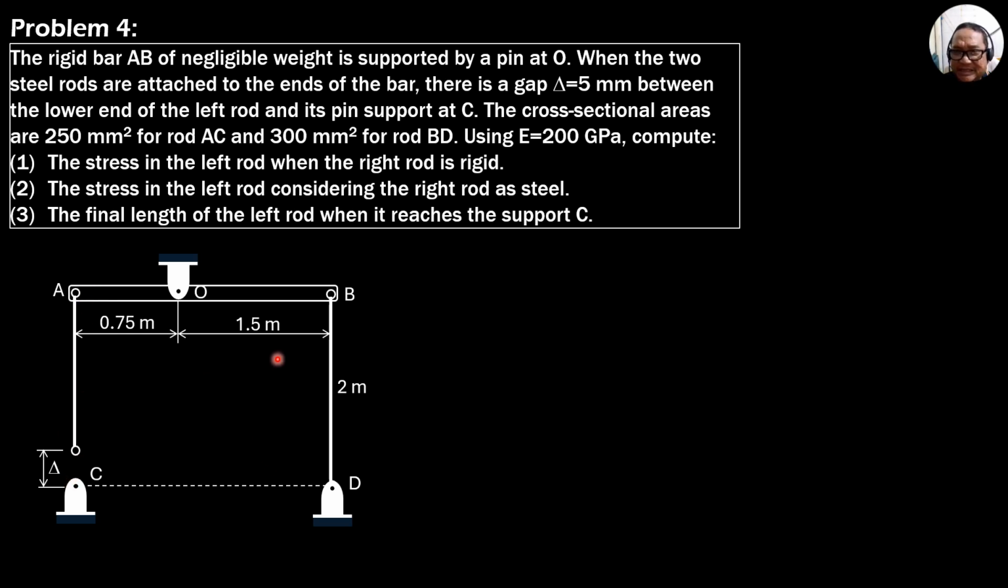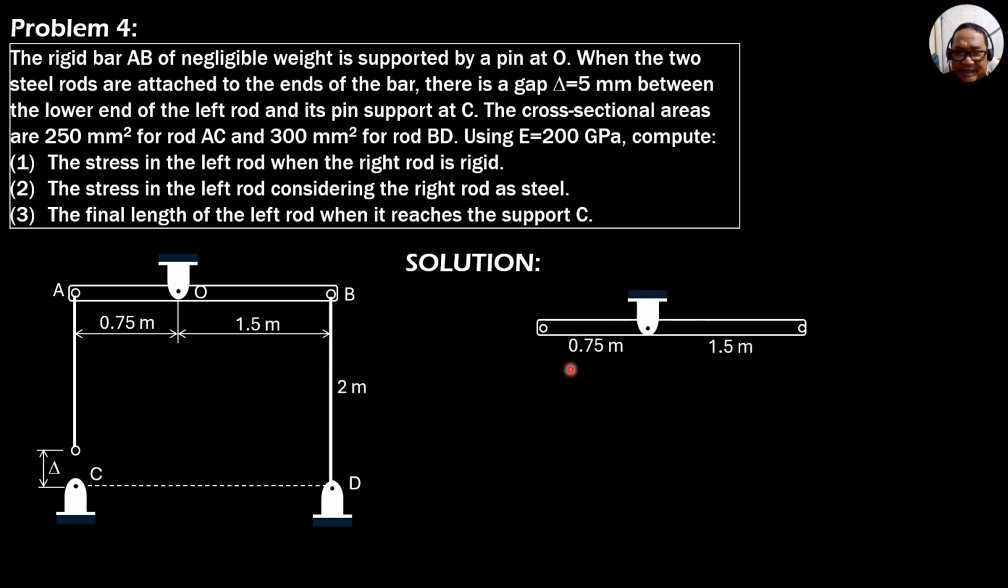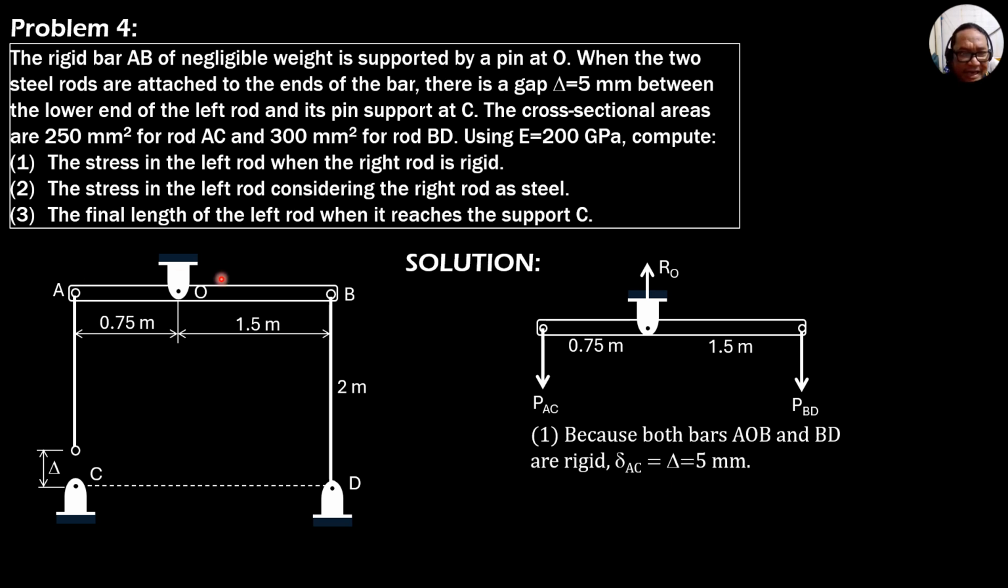So the distance is known, and for the solution, the idea is you have here the FBD, then this is the force in AC, and this is the force in BD. And the reaction at the pin support RO, and this is the concept: because both bars AOB and BD are rigid, the deflection for rod AC would be delta, which is 5 mm.